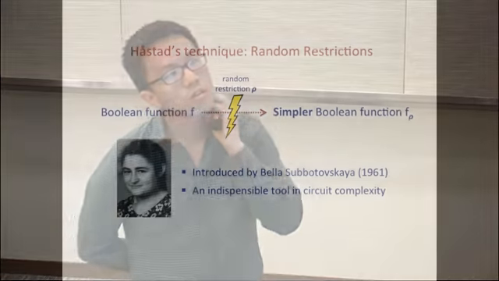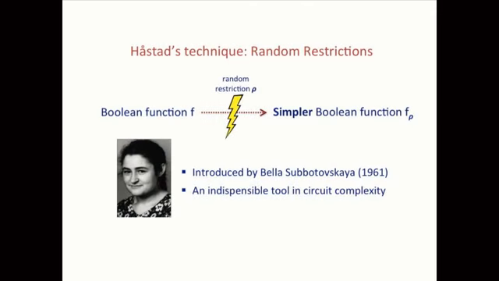Okay, but let's start with the very basic Håstad's theorem. In a picture, let's recap his proof. So one slide first about his main technique, which is that of random restrictions. It's a very simple concept. You take a Boolean function f, you apply a random restriction to it, you get a simpler Boolean function, f sub rho, where rho is your random restriction. I'll make this more precise in the next slide, but it was a very important concept introduced by Subbotovskaya back in the 60s, and even till today is a really indispensable tool in circuit complexity. Håstad's theorem uses it, and our theorem builds on it.